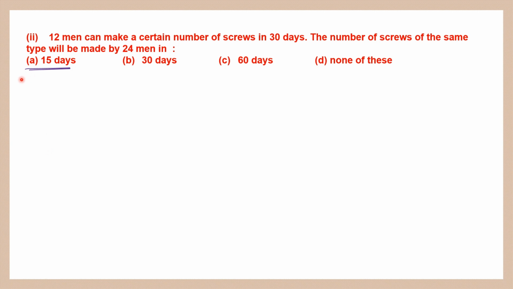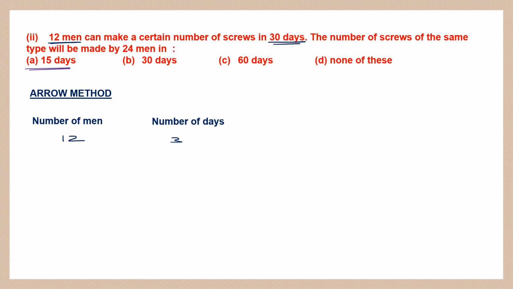Let's do the same sum in the arrow method. So in the arrow method, we make two columns. One, we have 12 men. So the first column will be number of men. And then we have 30 days. So it will be number of days. Now let's fill in the columns. So we have 12 men. Let me write 12. And we have 30 days. So 30. Again, we have 24 men, and we don't know the number of days. We can write it as x.